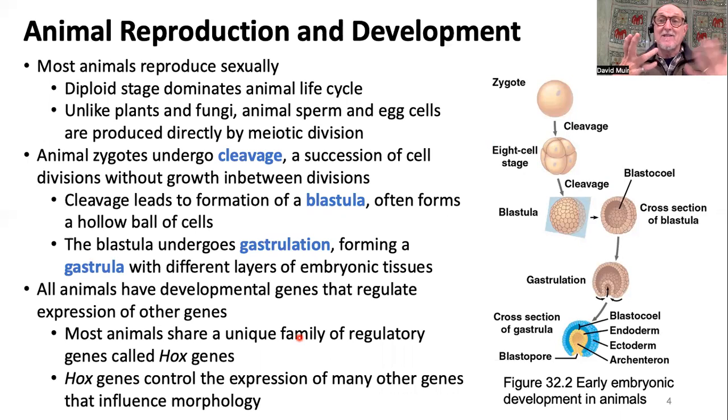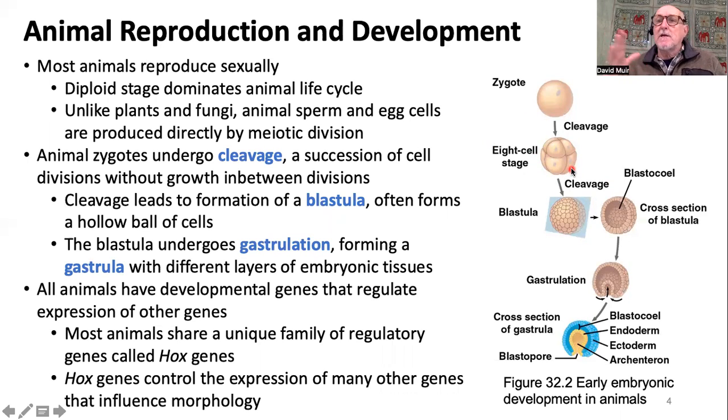The sperm and egg cells are produced by meiosis, but that is purely a phenomenon of reproduction, and those do not persist as a life stage. Animal zygotes, once fertilization has occurred, undergo a complex system of cleavage, of division of the cells.